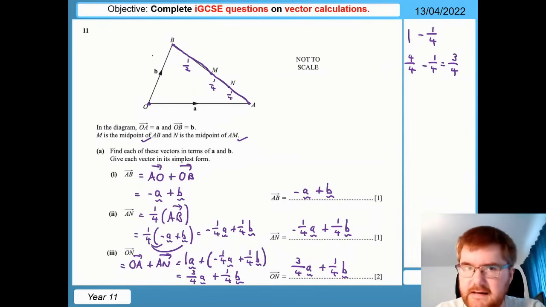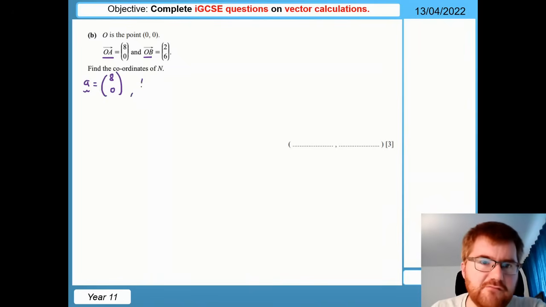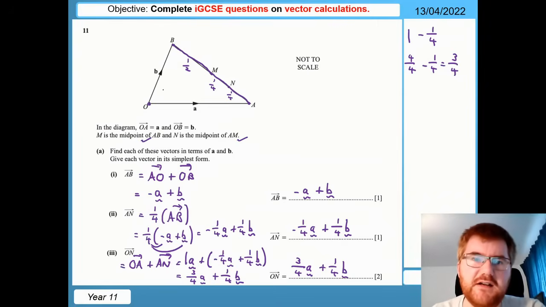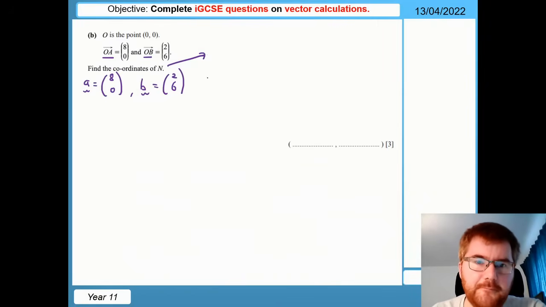If you do IB or A level, it's just equal to B. It's going from O to B. So let's write it in notation we're probably a bit more used to. And now it wants the coordinates of N. So when it's asking for the coordinates of N, essentially what it's asking for is the vector ON.